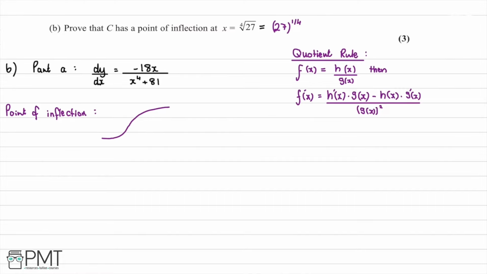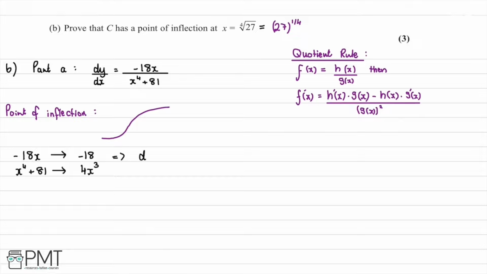So the first stage is going to be to differentiate. So we're going to use the quotient rule. This is because we have a fraction to differentiate. So what will we do? So we have negative 18x, that is going to be our h of x, and then our g of x is going to be x to the power of 4 plus 81. So we're going to differentiate these. This time we just differentiate normally, no implicit differentiation required. We have that negative 18x will differentiate to negative 18, and x to the power of 4 plus 81, we know 81 will differentiate to nothing, and x to the power of 4 is going to differentiate to 4x because we multiply by the power, and then we take 1 away from the power, so that's 4x cubed.